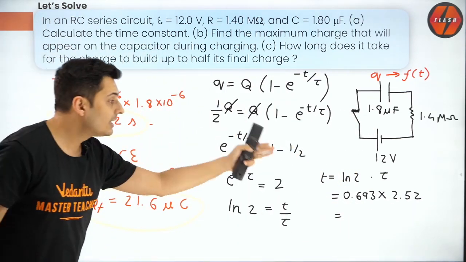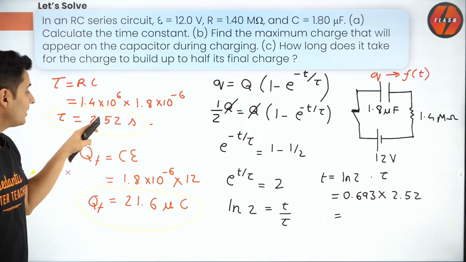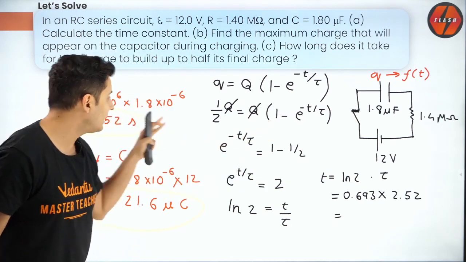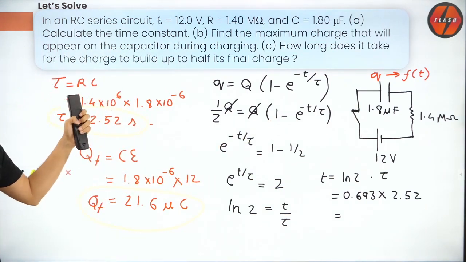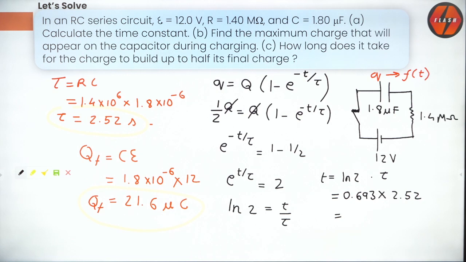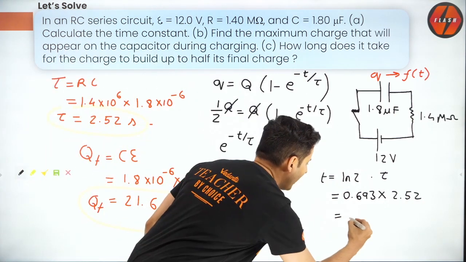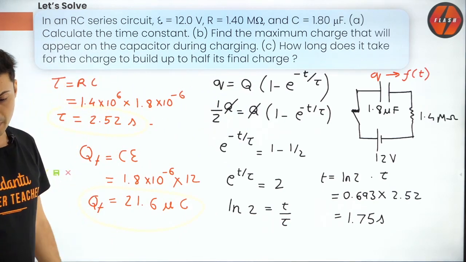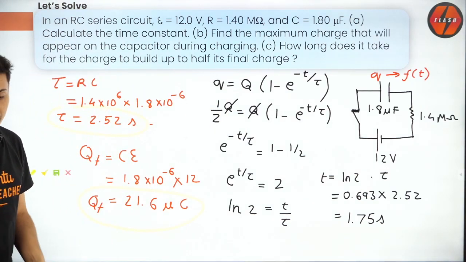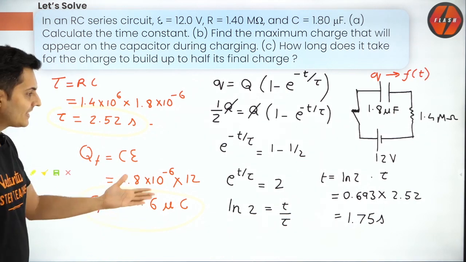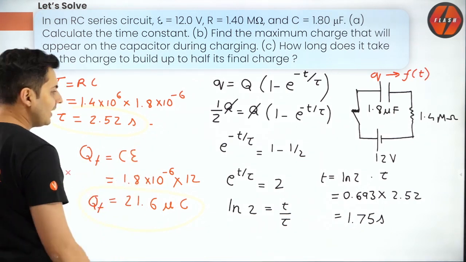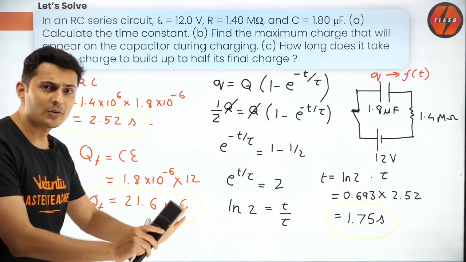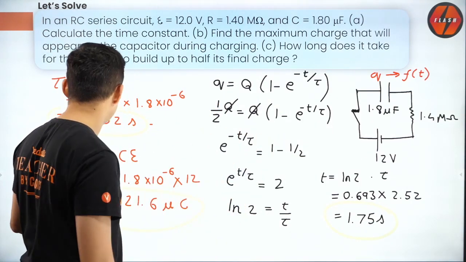Obviously the answer should be less than this time because in this time it charges to 63%. So the answer to this question should be less than that. What will it come out to be? Come on. I think it comes out close to around 1.75 seconds. Just check that out. Alright, so it will come out to be around 1.75 seconds. That's the answer to the final question. Very, very interesting. So this is how you have to solve problems on charging of a capacitor, guys.